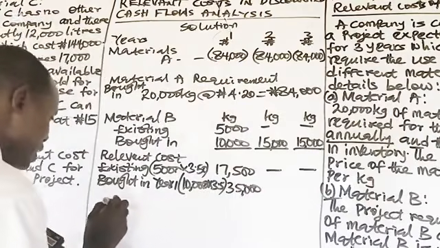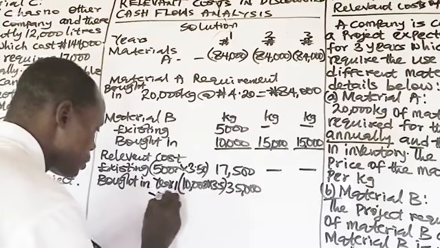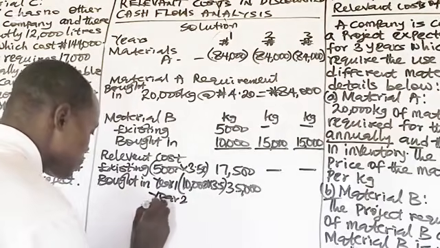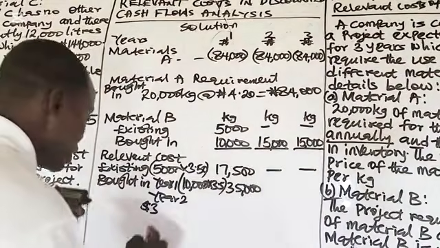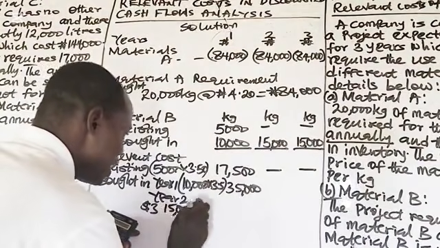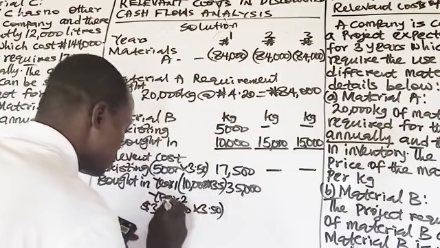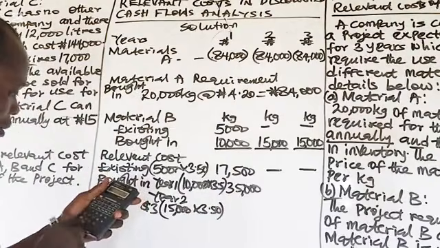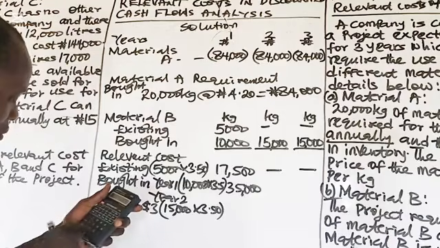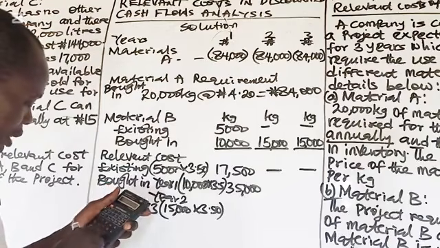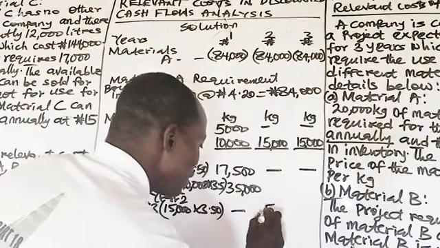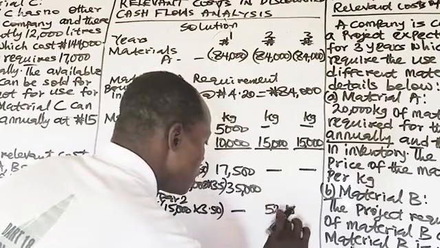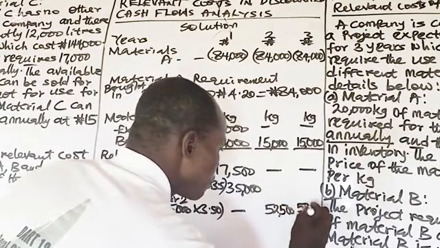But in year 2 and 3, what you need is 15,000. That means the whole of the 15,000 you need in year 2 and 3 will be bought. So we have 15,000 at what price? 3.50 kobo. In year 2 and 3, 15,000 times 3.5 gives us 52,500. 52,500 in year 2. In year 3, 52,500.